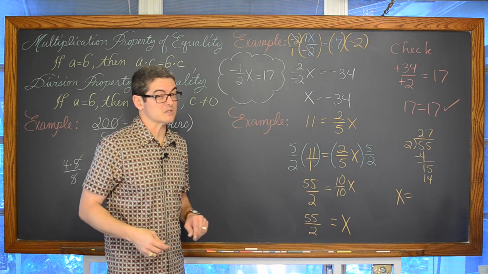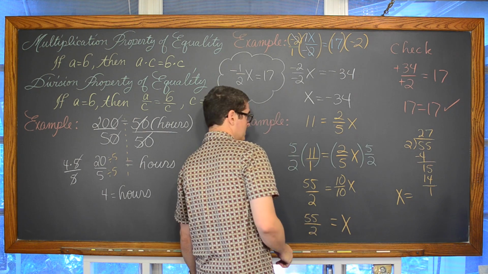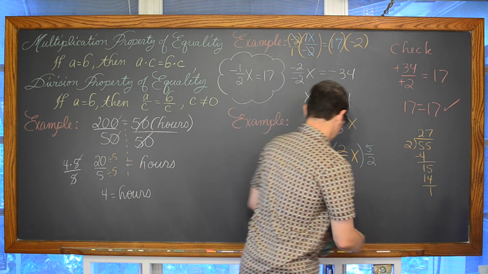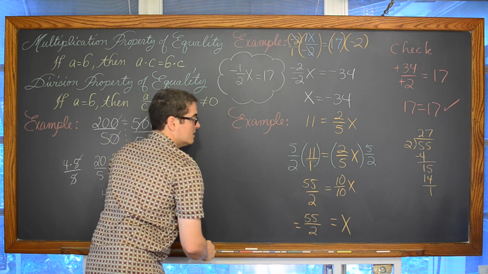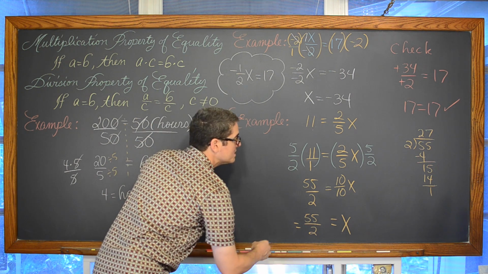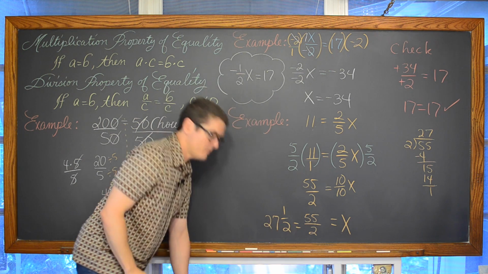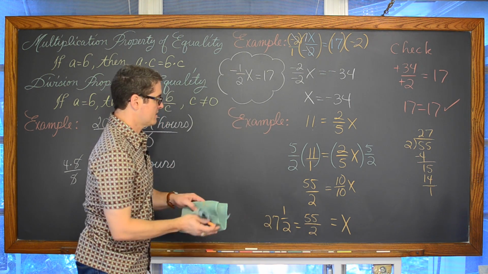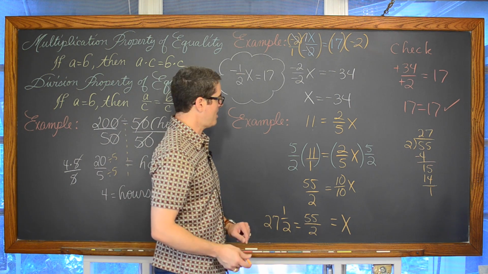And I don't know why I wrote it there because I'm running out of space. But that means our mixed fraction, the equivalent of 55 over 2, is going to be 27 and 1/2. And if I want to make sure that this actually is indeed the correct answer, I would not work with the mixed fraction, but go to the improper one.